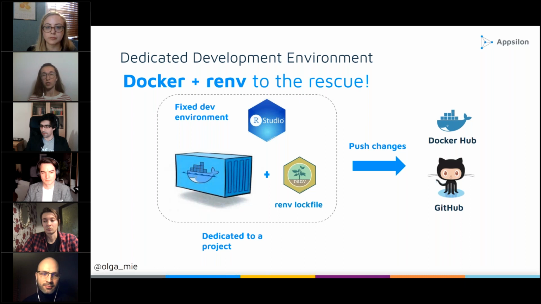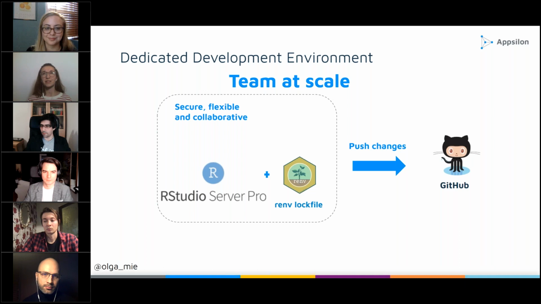On the other hand, the previous solution still requires some level of DevOps skills. And what we observe with our clients, especially the enterprise ones, is that they choose to work with RStudio Server Pro, which allows their data science team to purely focus on delivering value using their core competencies in a highly secure and flexible environment. Obviously, here you still want to use Renv to control the R dependencies and keep them separate for every project so different team members can easily collaborate.